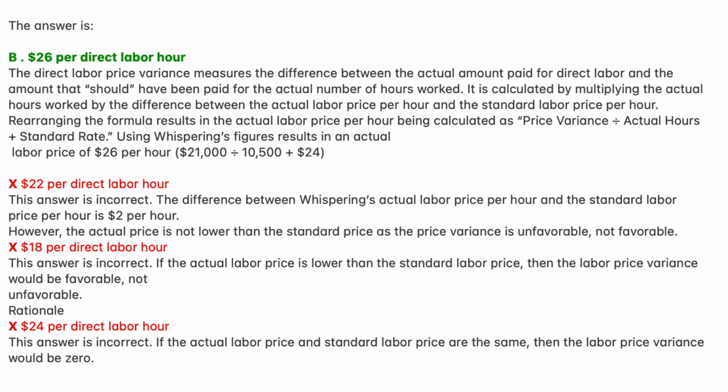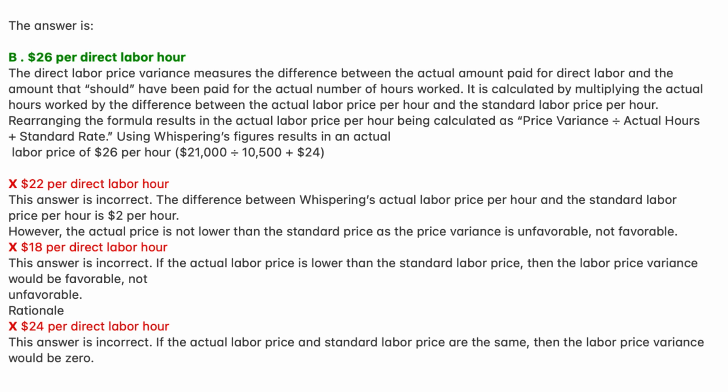The direct labor price variance measures the difference between the actual amount paid for direct labor and the amount that should have been paid for the actual number of hours worked. It is calculated by multiplying the actual hours worked by the difference between the actual labor price per hour and the standard labor price per hour. Rearranging the formula results in the actual labor price per hour being calculated as price variance divided by actual hours plus standard rate. Using Whispering's figures results in an actual labor price of $26 per hour, $21,000 divided by 10,500 plus $24.